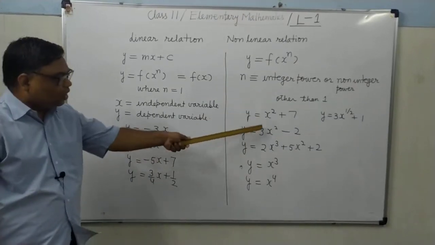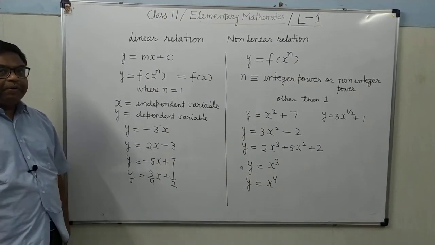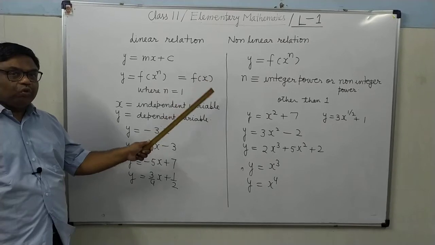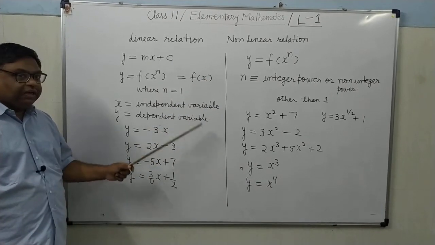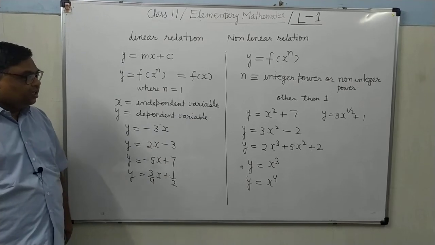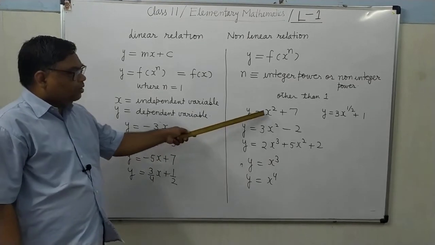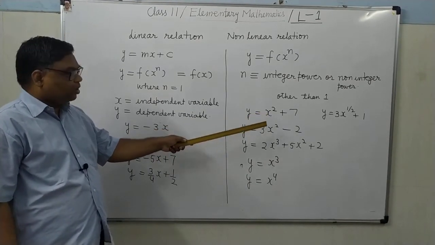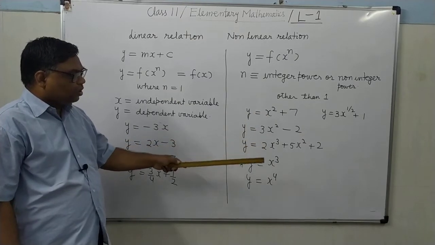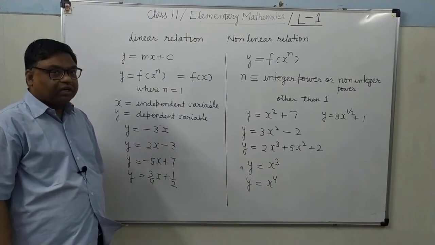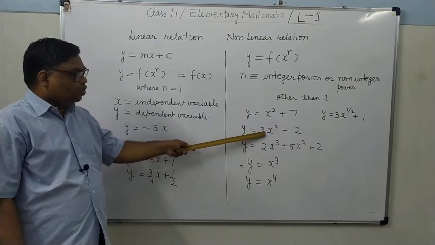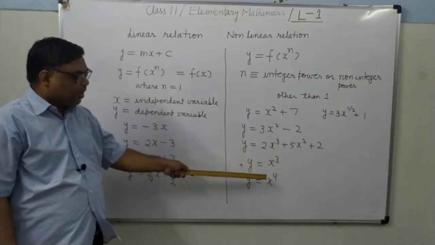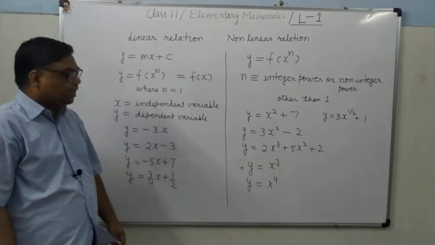So here also x is the independent variable while the value of y depends upon x, therefore y is the dependent variable. It's clear? Here it is a quadratic polynomial. This is a cubic polynomial. Here it is biquadratic. Means this relationship is the quadratic relationship, cubic relationship, biquadratic relationship, like that.